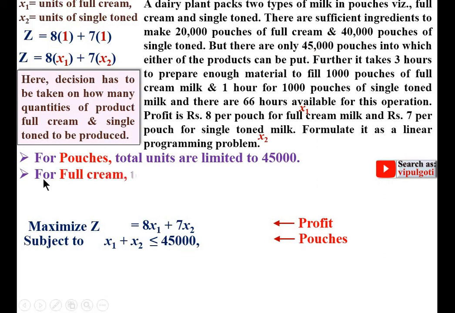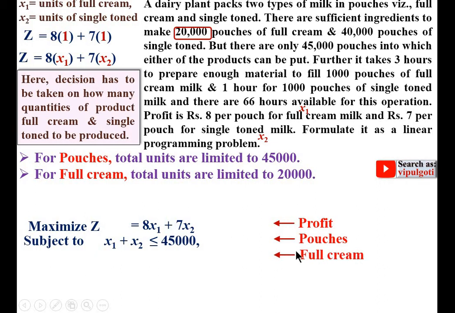Now next, for full cream, total units are limited to 20,000. So that is given to you over here. There are sufficient ingredients to make 20,000 pouches for full cream. So that is once again a limitation for the full cream. So I can write over here the constraint for the full cream as x1 less than or equal to 20,000. You can understand x1 is for the full cream. So number of units for the full cream should be less than or equal to 20,000.